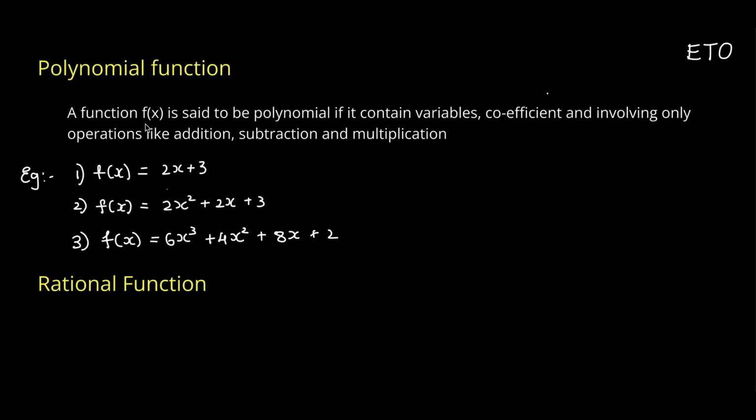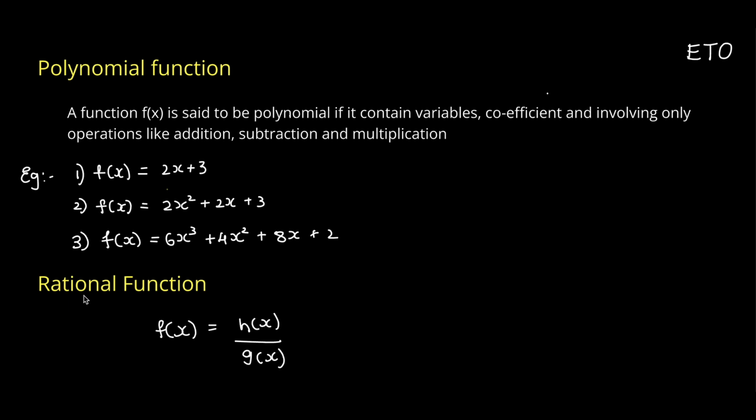Polynomial function. A function is said to be polynomial if it contains variables, coefficients, and involves only operations like addition, subtraction, and multiplication. You can see in the example, x represents the variable, 2 and 3 represent coefficients, and plus represents the addition operation. Two important notes: the power of the variable must always be a positive integer. And the second important note is that the graph, domain, and range vary with the expression. This type of function is called a polynomial function.